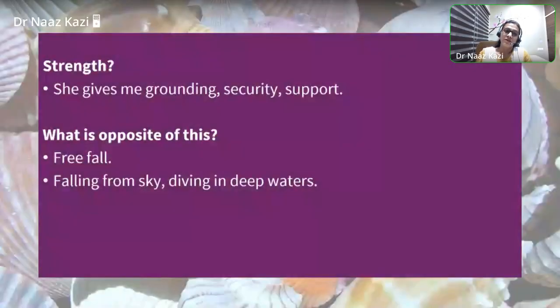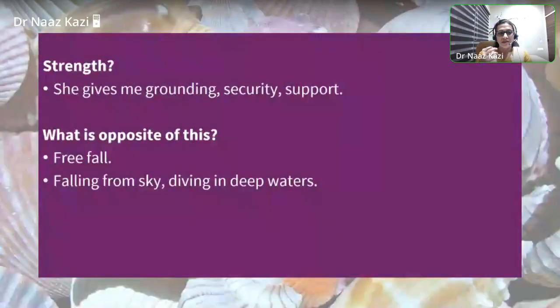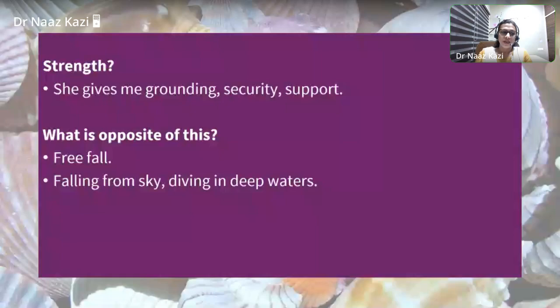So I ask her, when she's giving me this, what is the opposite of this? And she says, it's like a free fall. It's like falling from the sky, diving in deep waters. At this point in the case, is there something that we have noted? Is there something that is very different kind of a language? Or it comes to some kind of a kingdom? Can anyone please see that?